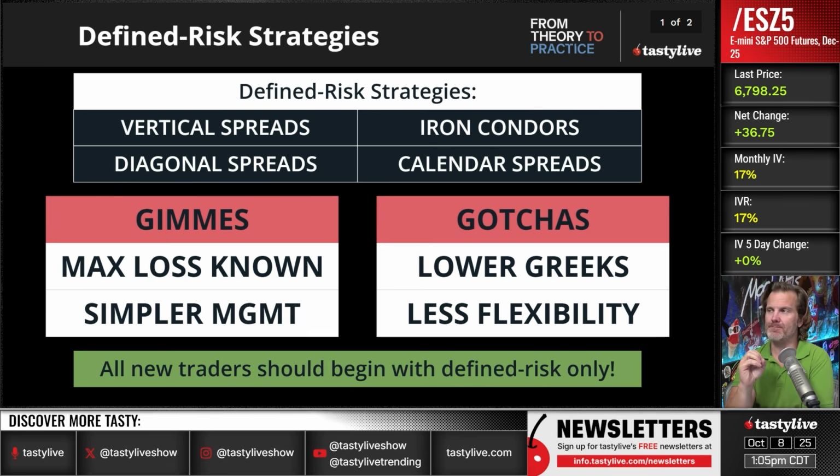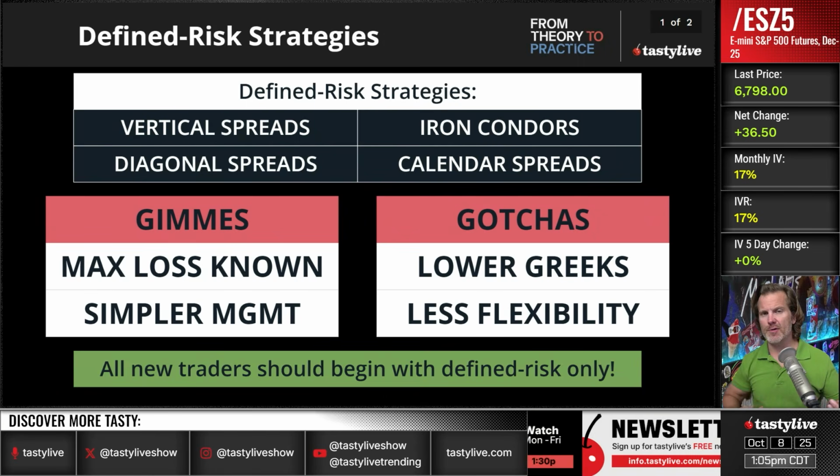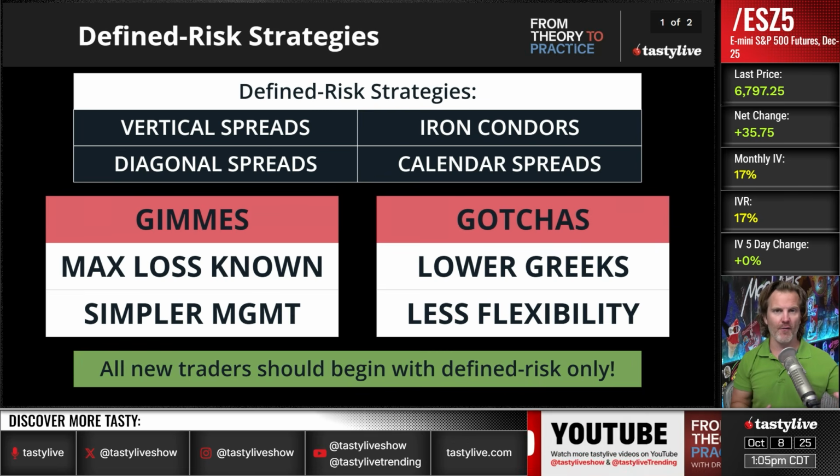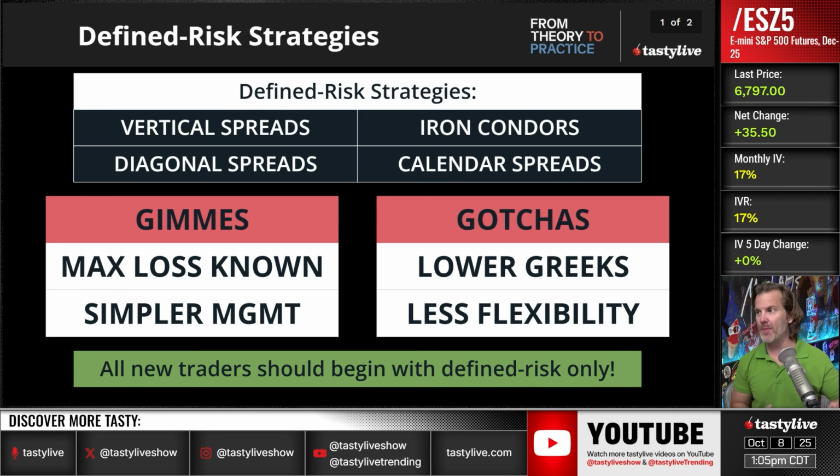Also, a big gotcha: you have less flexibility. On the gimme side, we saw simpler management. It's a little bit easier to do. There's not really a lot of rolling up and down of the strikes. There's not really a lot of transforming into a different strategy where, if you do an undefined risk strategy, you may start with a short put, but you may end up with an inverted strangle. That happens all the time. With a defined risk strategy, that's not usually going to be the case. You're typically going to go in with a vertical spread and come out with a vertical spread. You're typically going to go in with an iron condor and come out with an iron condor most of the time. So the management is a lot simpler.